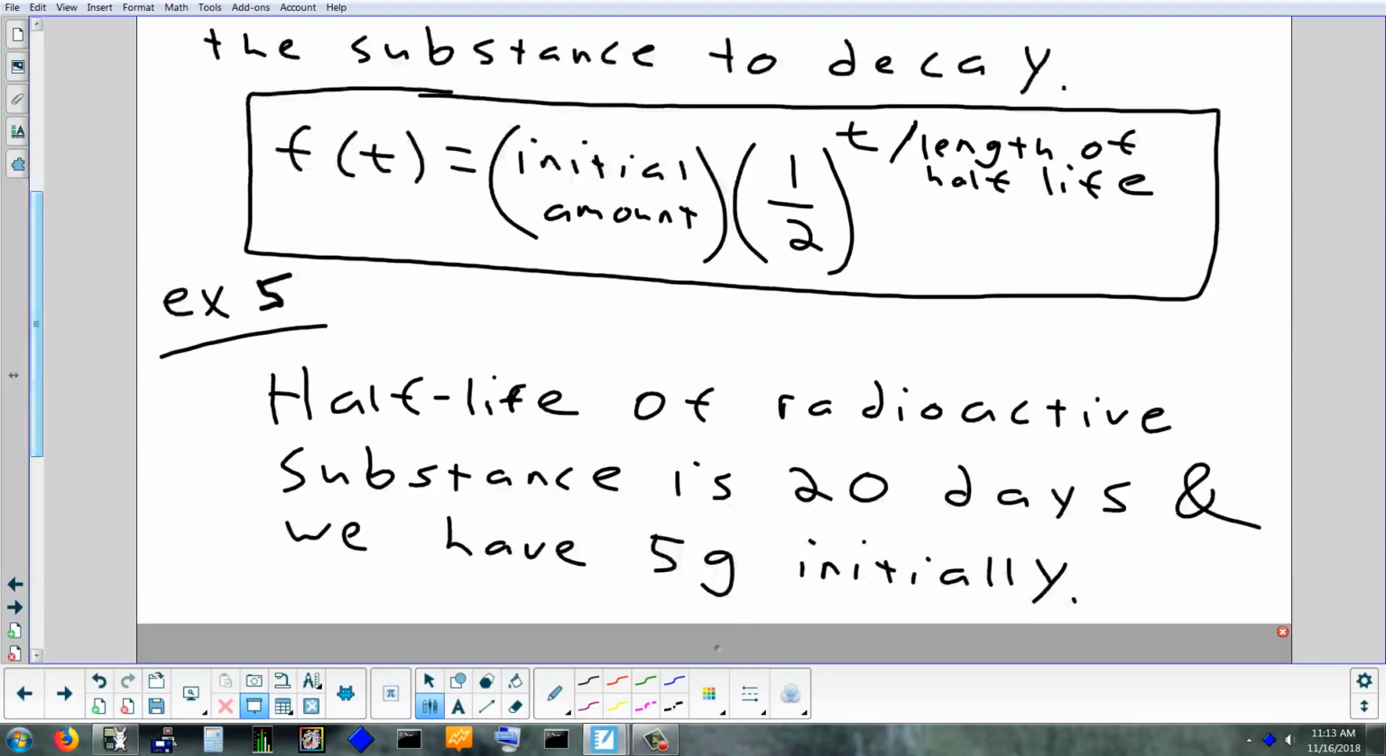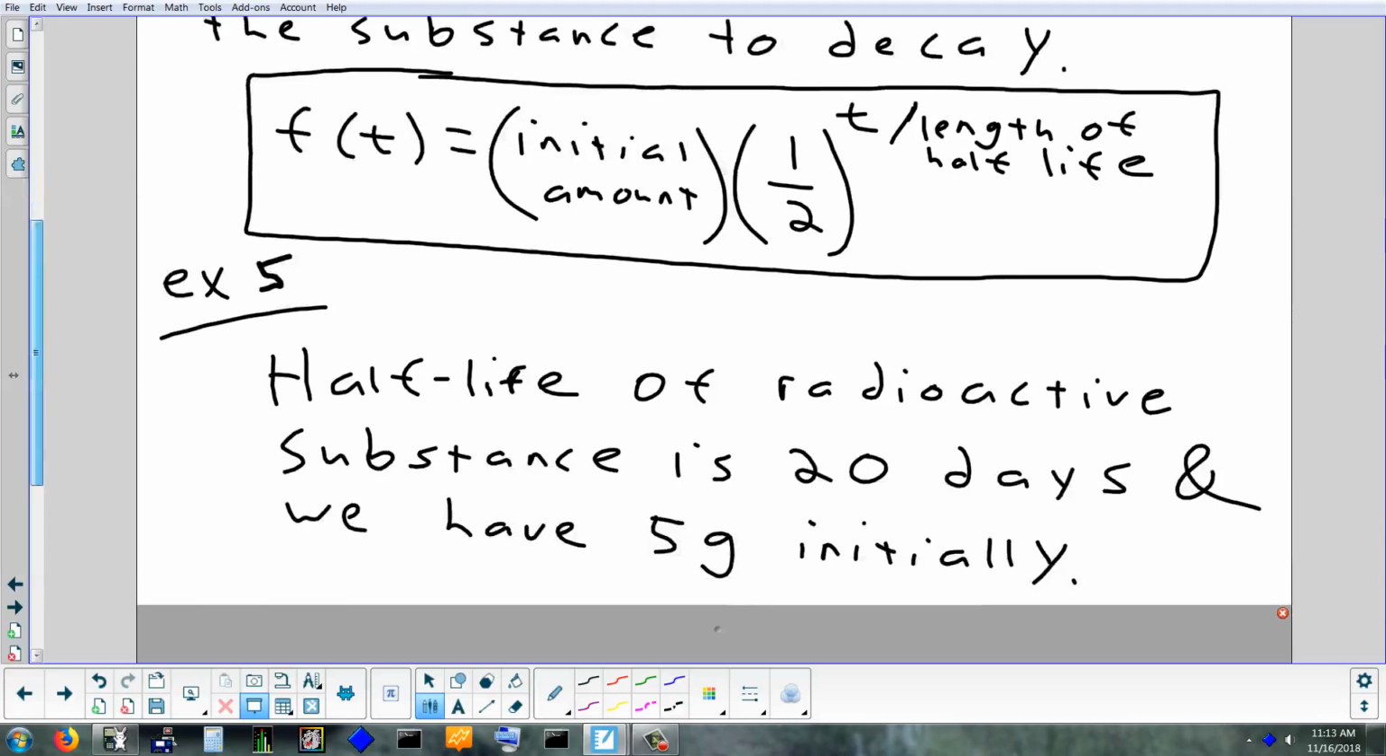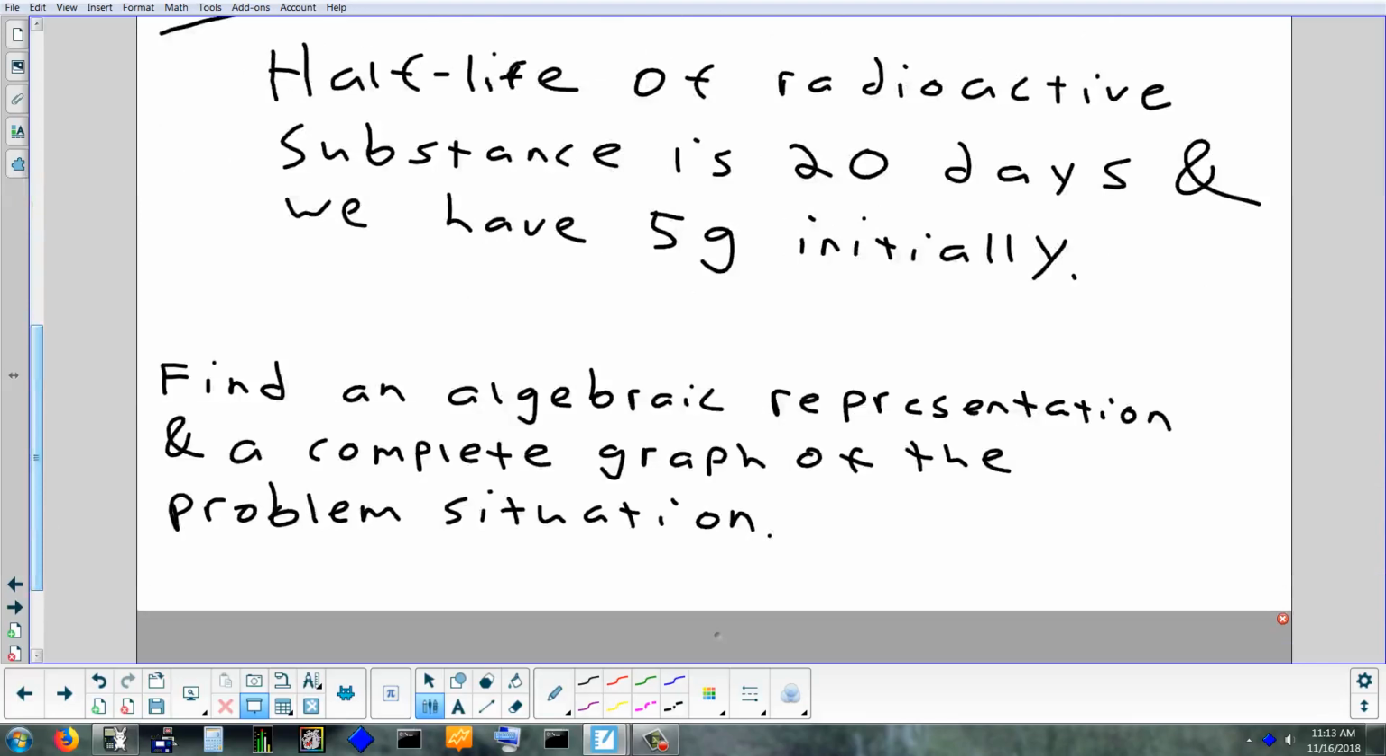All right, so this particular radioactive substance has a half-life of 20 days, and you're going to start with 5 grams. So after 20 days, you'd have half that. After another 20 days, half that. Okay, so we're going to find a formula, and then we're going to use the formula to figure out when we have a certain amount left.